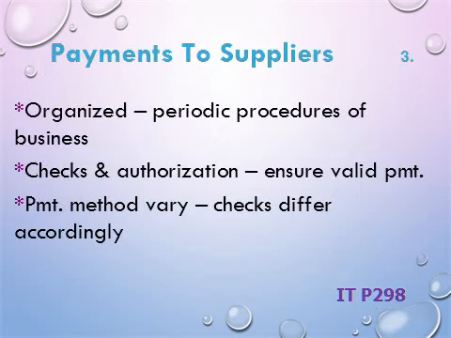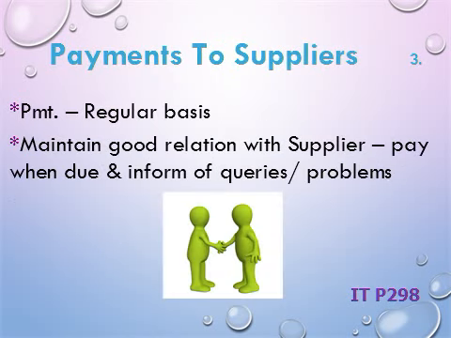3. Payments to suppliers need to be organized according to the periodic procedures of the business. There need to be checks and authorization procedures, to ensure that only valid payments to suppliers are made. As the payment methods vary, the checks that are needed need to differ accordingly. Payments to a supplier need to be done on a regular basis.